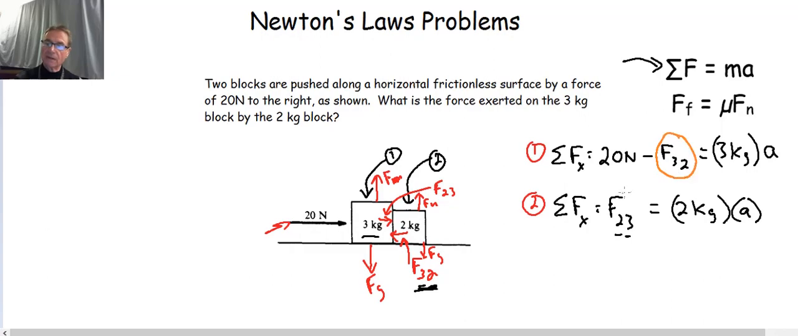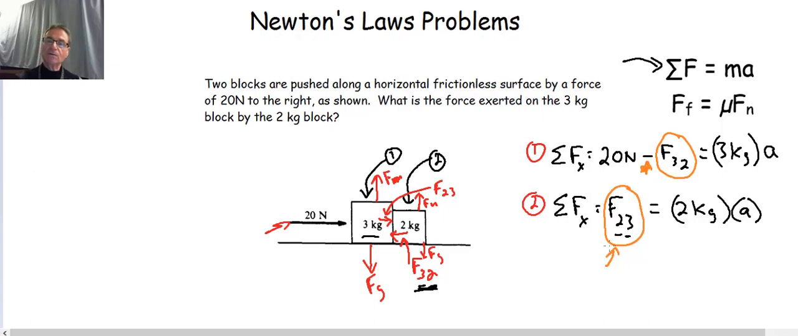F32 and F23 are related by Newton's third law, right? For every action, there is an equal and opposite reaction. So what can we say about the magnitudes of F32 and F23? Well, the magnitudes are the same, okay? The directions are opposite, and we've already accounted for the directions, right? The direction there, all right? And the direction here is positive, all right?